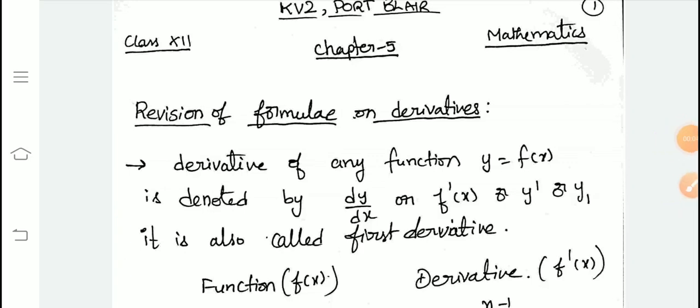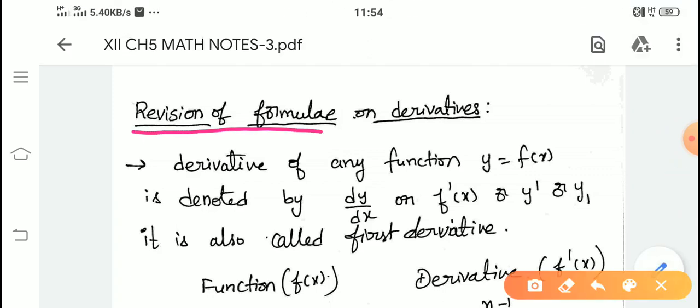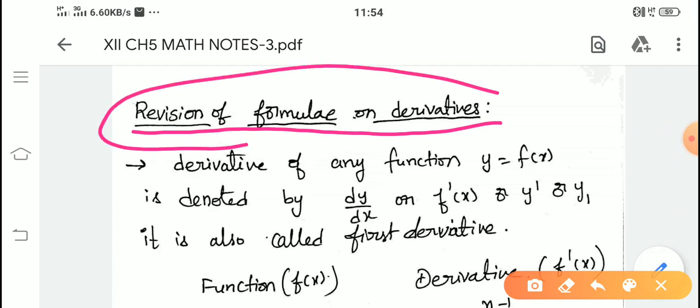This is the session related to the PDF which I have shared with you earlier. This is class 12th mathematics, chapter 5. Let me introduce derivatives, revision of formulas and derivatives. The very first one which I am explaining is the revision of formulas of derivatives. Revision means what you have learnt in 11th standard. All the formulas you have learnt in 11th standard, I am just going to stress on that.